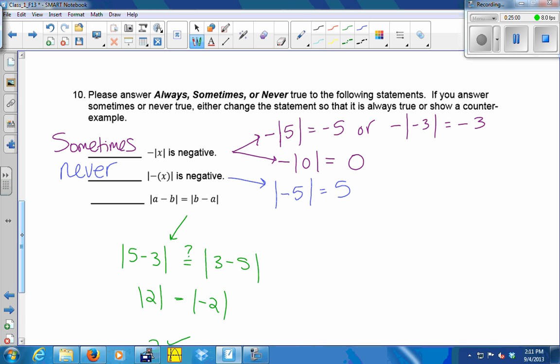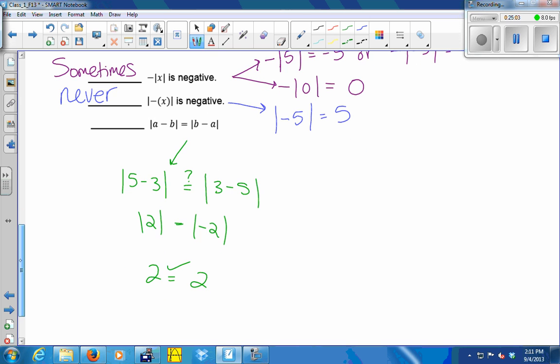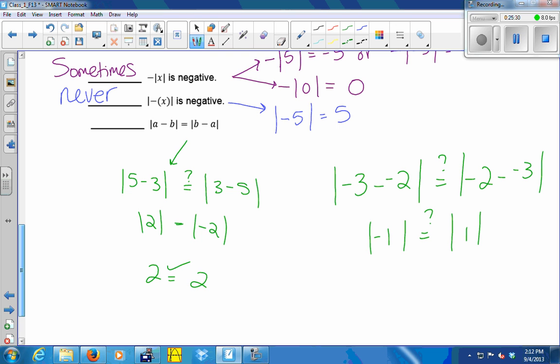I can't think of any two numbers where this won't happen, right? Does it work with negatives? What if I do -3 minus -2? Does that equal -2 minus -3? Minus a negative, that's adding, right? So -3 plus 2 is -1, and -2 plus 3 is +1. So yep, still works. 1 equals 1. So it seems like this is going to be always.